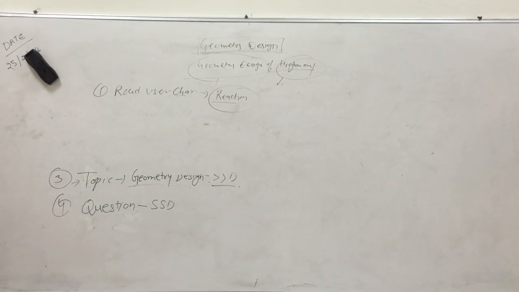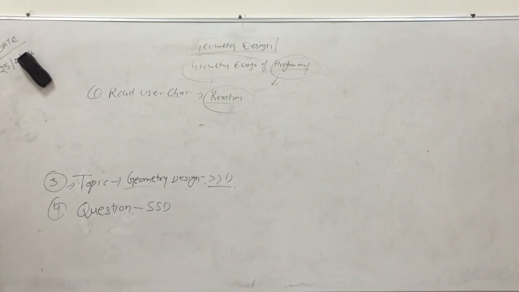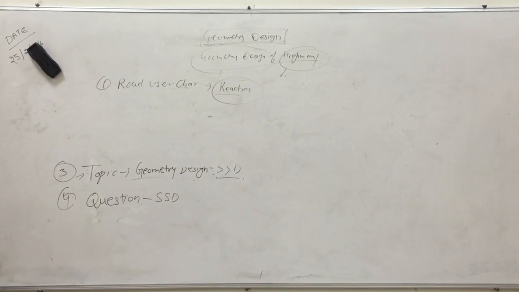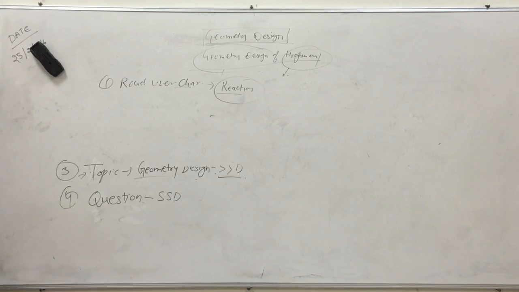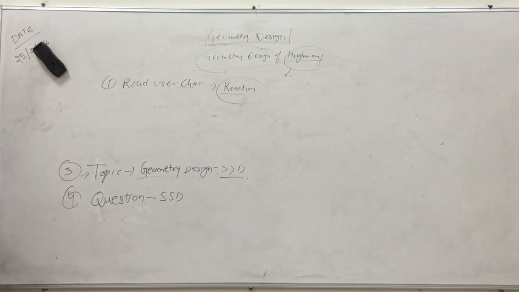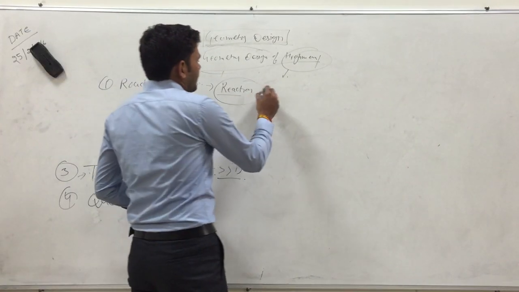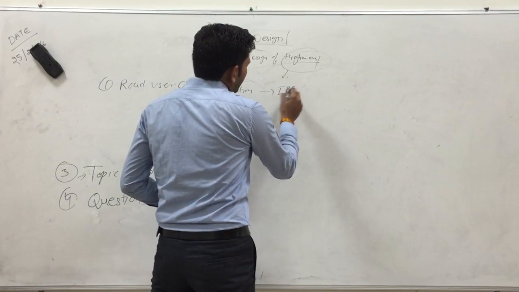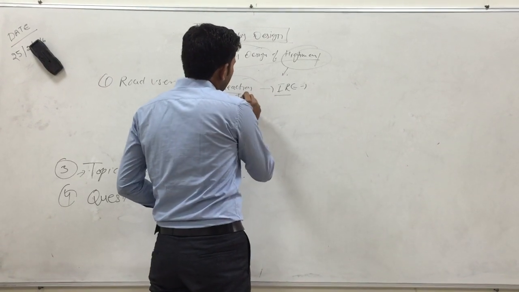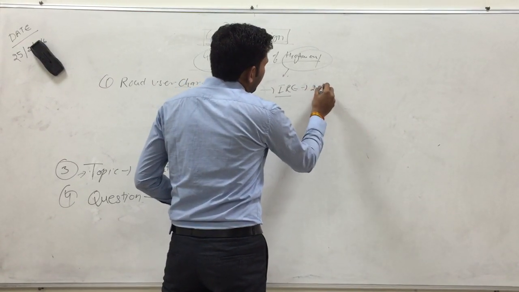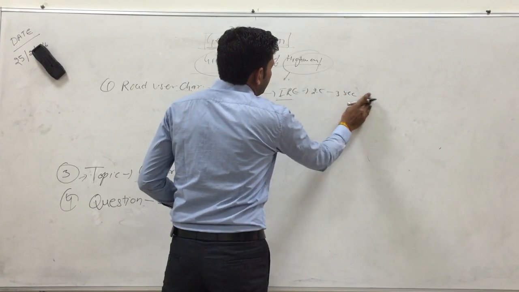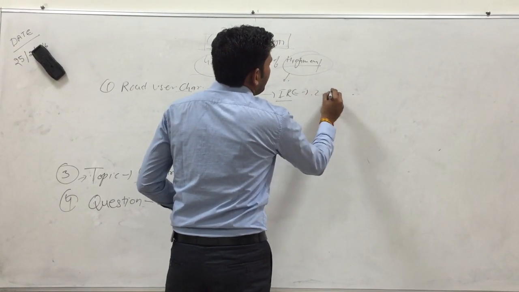This is the main factor responsible for influencing the geometry design of highway. And the reaction time is the response to the particular situation which is ahead of the driver. As per IRC, we take reaction time 2 to 2.5 seconds.